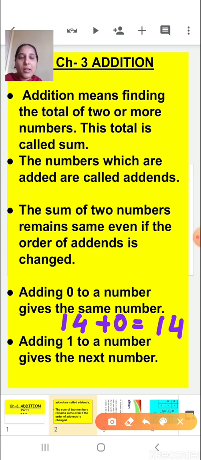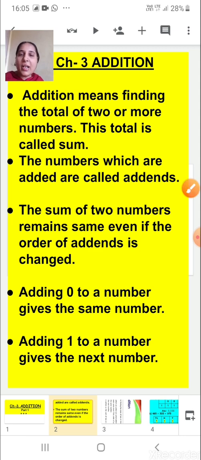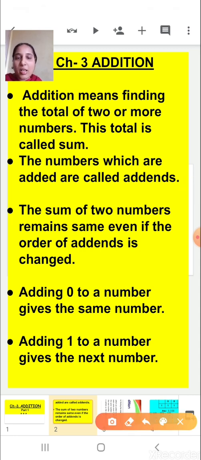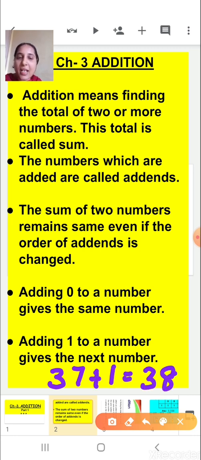Okay. Now point number 5: adding 1 to a number gives the next number. So suppose number 37. If I add 1 to it, what will I get? 38, which is the next number that comes after 37. What comes after 37? 38. The next number is also called the successor of that number. Okay.